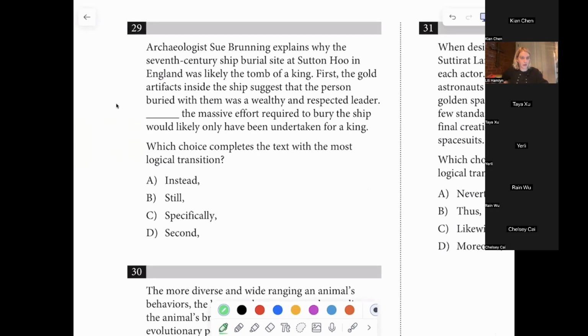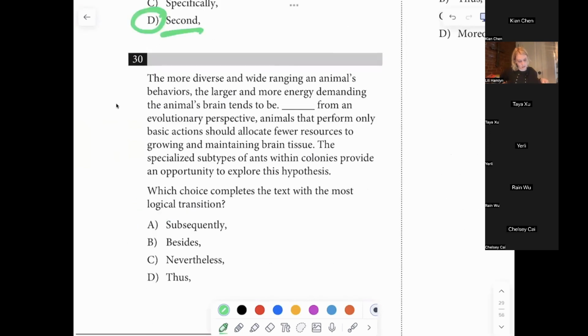All right, 29. What did everyone get? Yeah, perfect. So this is a subset of continual ones, these sequent ones, but we've got first. And so here we want second. So good spot, everyone. All right, and 30. All right, a bit of a mixed bag here. So the answer here is thus. It's a cause and effect.